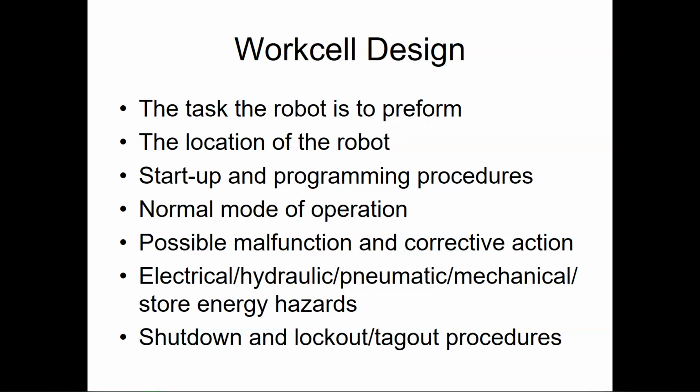Cover all your bases. So work cell design has to take into account the task the robot is to perform. It needs to take in where the robot's going to be located, what kind of startup and programming procedures need to be done, what is going to be the normal run or mode of operation, what kind of malfunctions and corrective actions might need to be taken. So let's say it starts going haywire. What kind of corrective actions is somebody going to have to take? Do they have to get in that work cell? Is the work cell big enough for somebody to get in there with it?